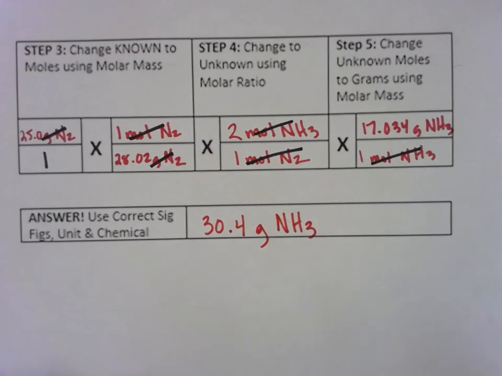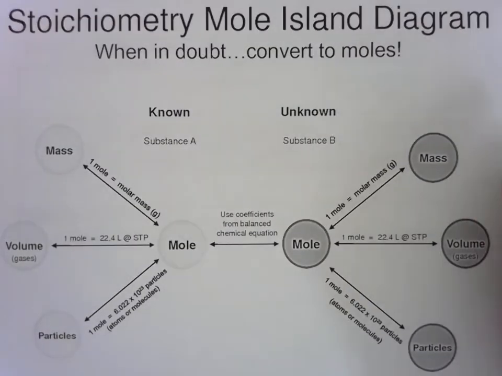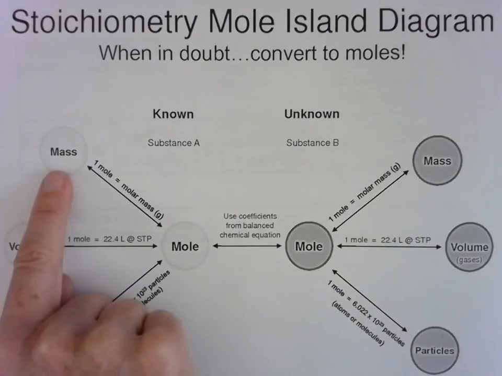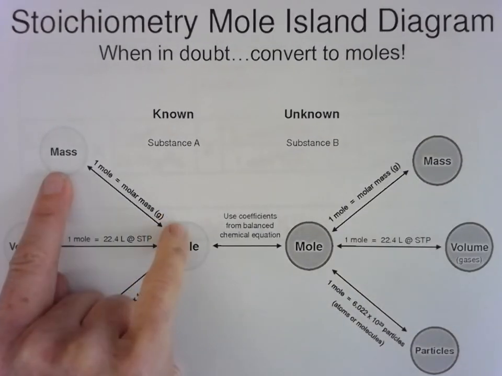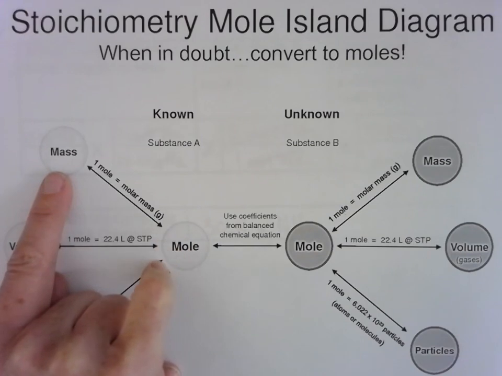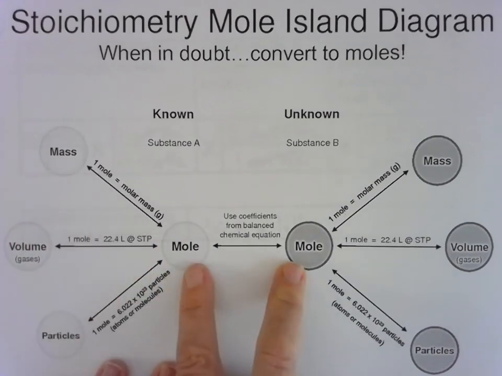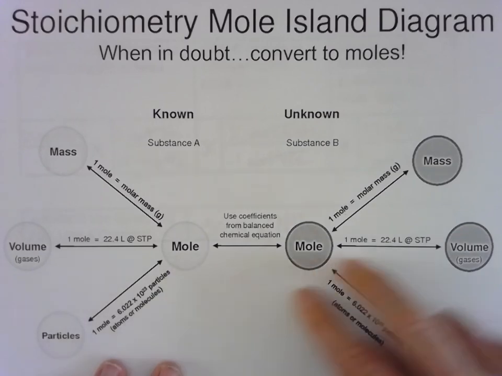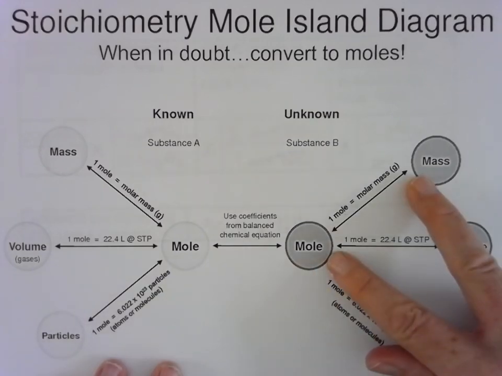Friendly reminder, the process does not change. You're always doing the exact same thing. We're always starting in grams of the known, so you're always going to need the molar mass to get to moles. Then you need that molar ratio, from the balanced chemical equation, and then you need to use the molar mass of the unknown.